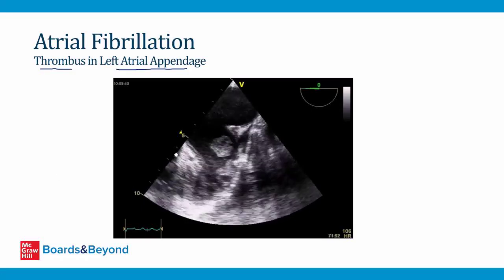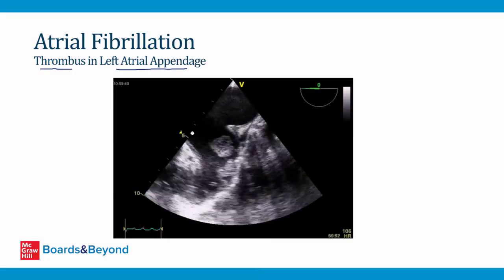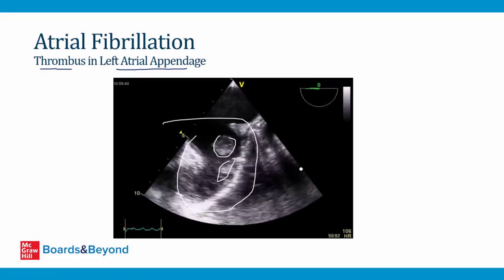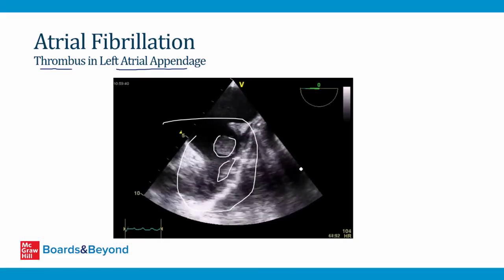This image on the screen is a transesophageal echocardiogram image of a patient who has a thrombus in the left atrial appendage. So this is the left atrial appendage here, and this circular thing is a thrombus. This is also thrombus down here. And so this is the feared outcome of atrial fibrillation, that a thrombus will form, and if a piece breaks off, it can cause a stroke.